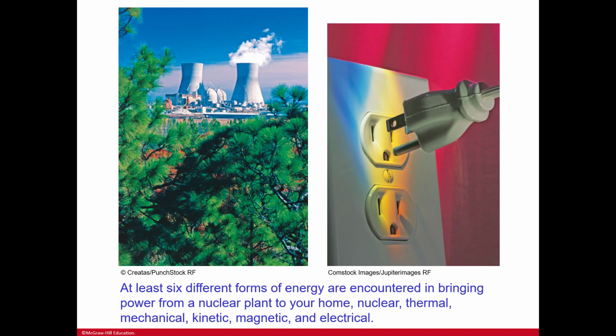So at least 6 different forms of energy are encountered in bringing power from a nuclear plant to your home: nuclear, thermal, mechanical, kinetic, potential, and electrical, right? So you have the nuclear energy, which is transforming whatever source this nuclear plant is getting its energy from. It could be a couple of different sources. It could be solar, it could be fossil fuels, it could be whatever. So you have nuclear energy coming in, and then that's transferred into thermal energy, which is then transferred into mechanical or work, which is then kinetic energy, and then magnetic, and then finally into electrical energy.